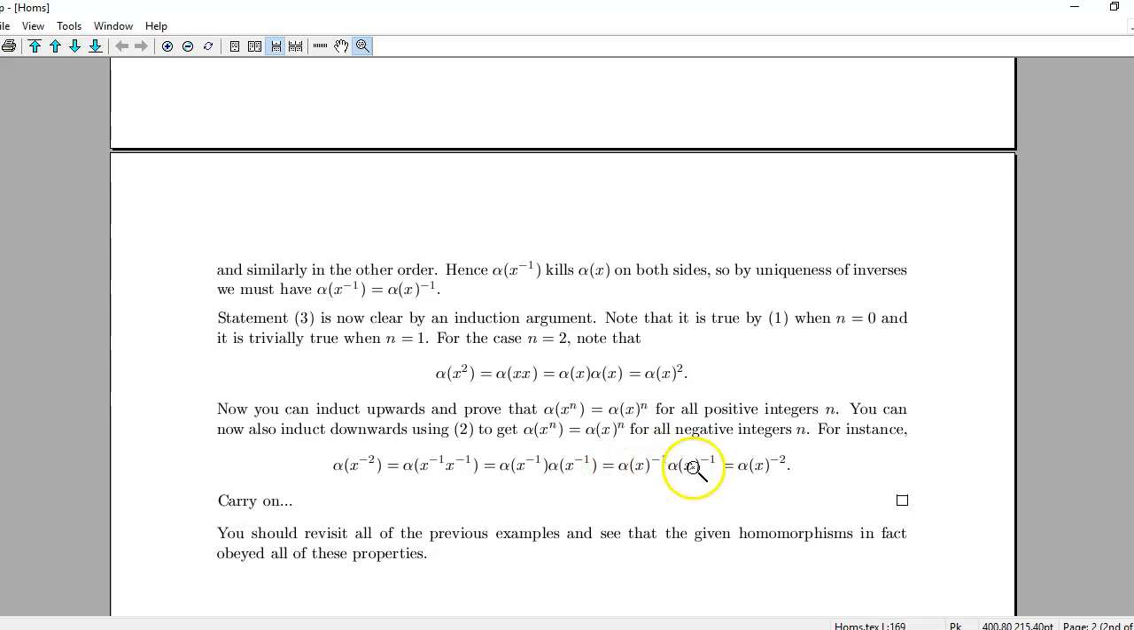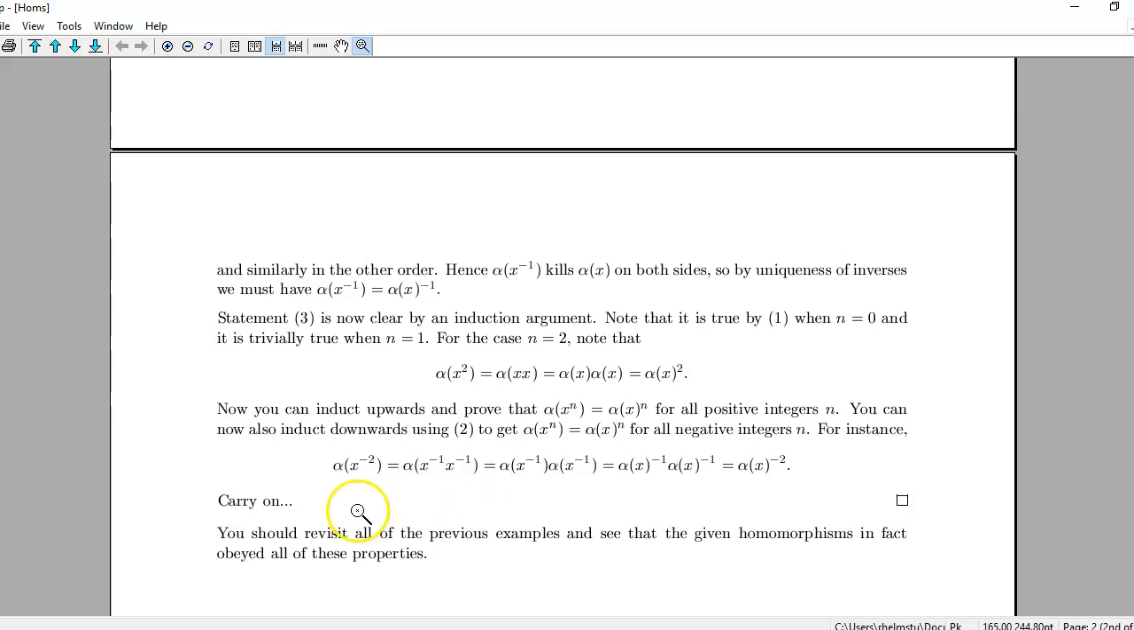That's alpha of x inverse times alpha of x inverse. And look at that. That is alpha of x to the negative second power. So you get alpha of x to the minus second is equal to alpha of x to the minus second. And then you induct that way, and you get the same thing for -3, -4, -5, and so on. And so when you carry forward the induction, you get it for all the negatives too. So it's true for all positives by inducting upwards. It's true for all the negatives by inducting downwards, and so it's true everywhere.